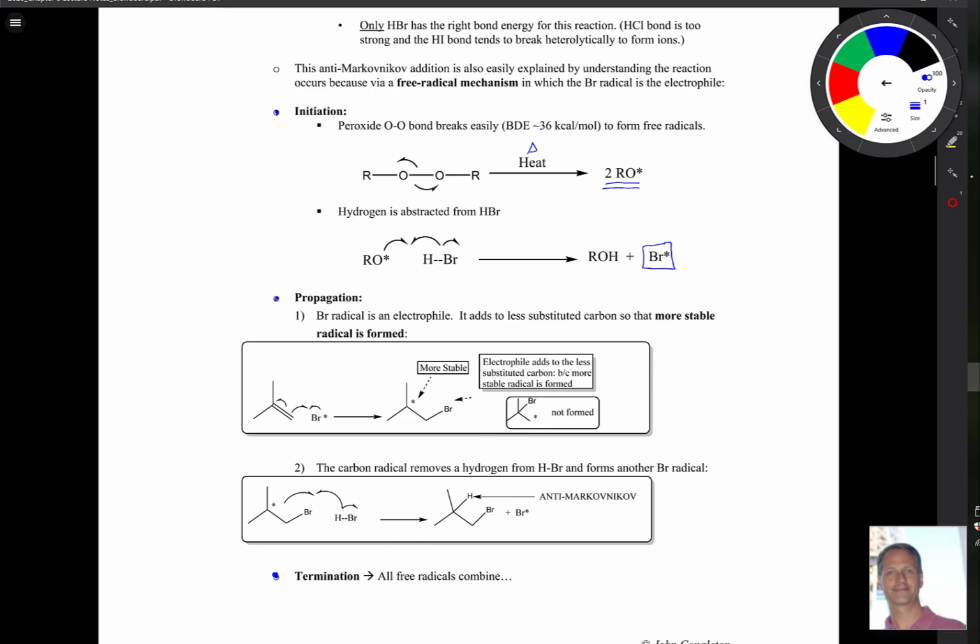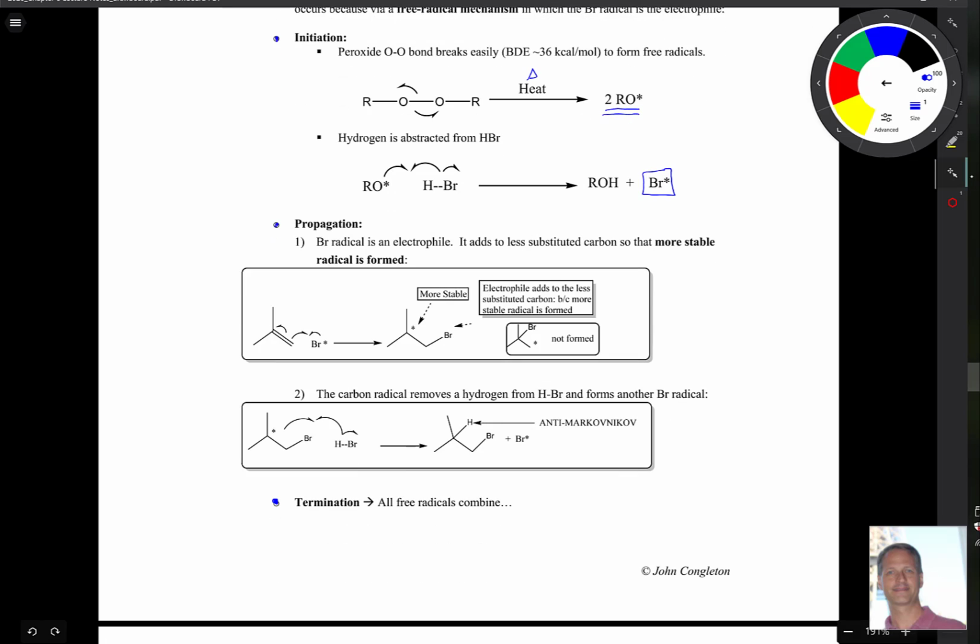Now in the propagation step down here below, we can see what happens next. Remember that in the propagation we need to consume a radical and we need to produce one, right? So that the mechanism propagates and feeds itself. So we add bromine. Now bromine can go either to the end, right? It's kind of confusing. It can go to the end. How about that? Or it can go to the middle.